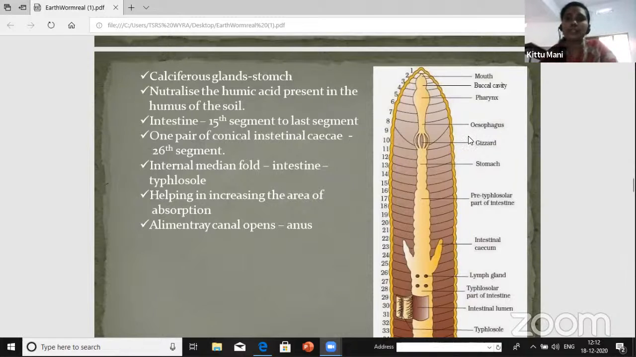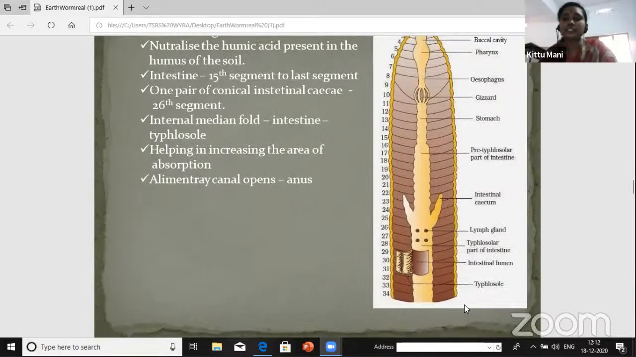It acts like a grinding mill. Next, after the gizzard we will observe the stomach. It has some glands, the calciferous glands, which neutralize the humic acid, means the acidic condition. Next, the intestine is present from the 15th to the last segment. Here we observe some foldings which are used to increase the absorbing area. The last pore is the anus, which is used for removing waste, decaying or excretory matter, from the body. This is all about the digestive system of the earthworm.